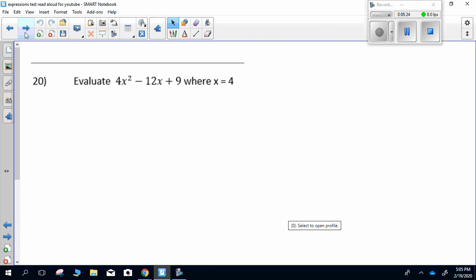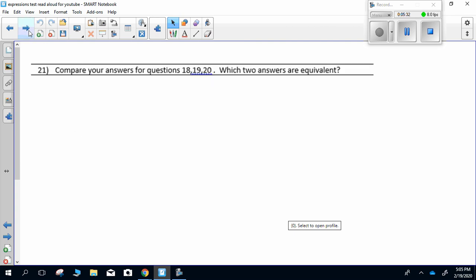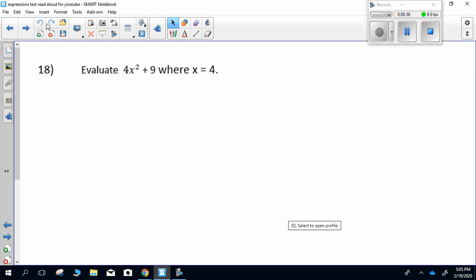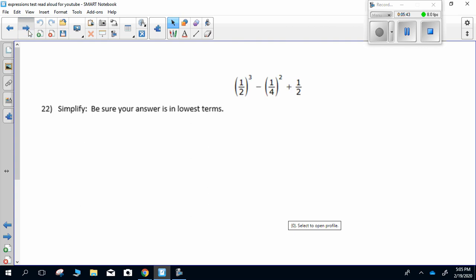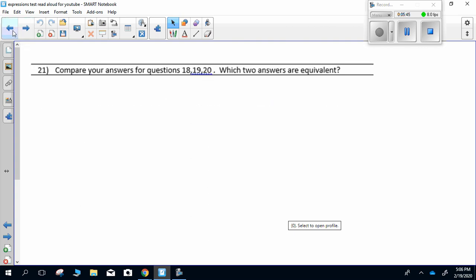Number 20, evaluate 4x squared minus 12x plus 9, where x equals 4. Question 21. You're going to look back at your answers for question 18, question 19, and question 20, and 2 of those answers should match. So you're just going to either circle or write right here the question numbers of the 2 that match. If 2 of them don't match, you've done something wrong.